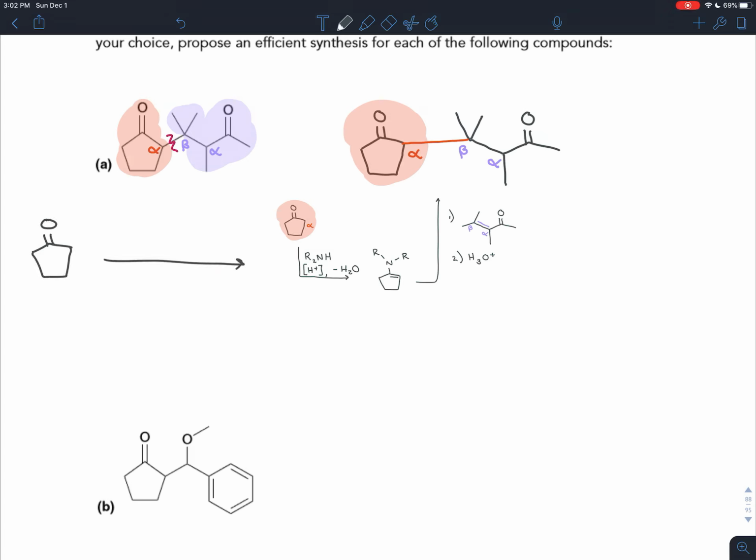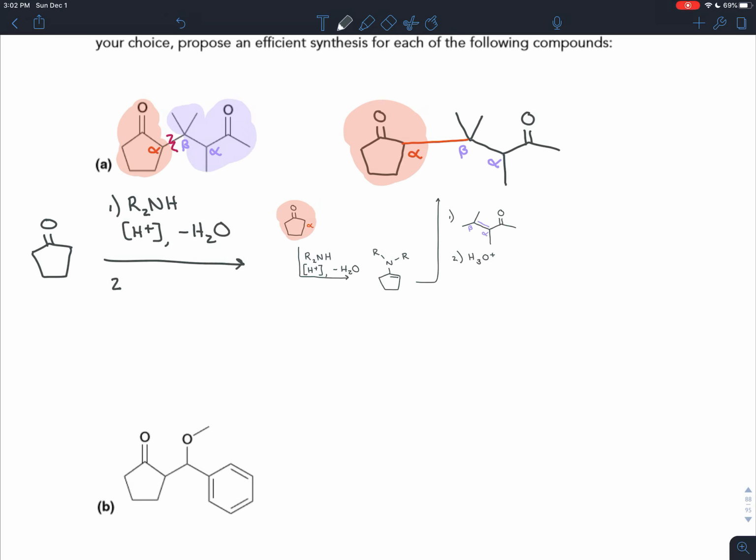And you'd treat it with first a secondary amine in the presence of catalytic acid and the removal of water, so minus H2O. That gives you the enamine.